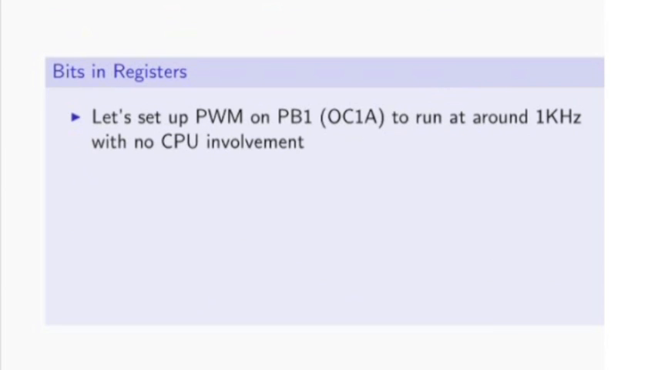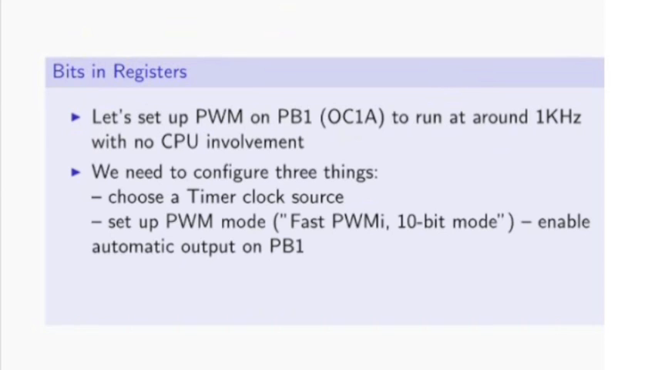Let me give you an example of how this can get crappy pretty quick. Let's say we're setting up PWM, and so we want to set up something kind of Arduino-like. We want to have analog out on pin B1. We need to configure 3 things: timer clock source, we need to set the PWM into PWM mode, and then we need to enable automatic output on that pin. I'll show you how this looks in the data sheet.